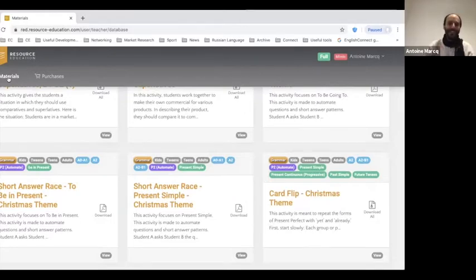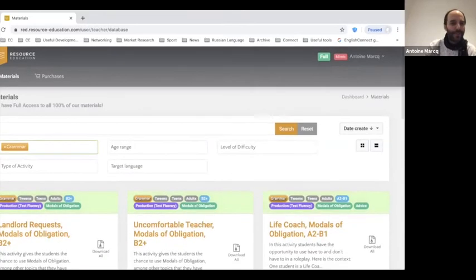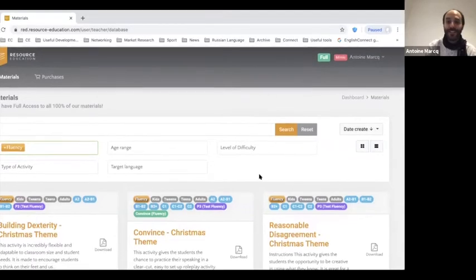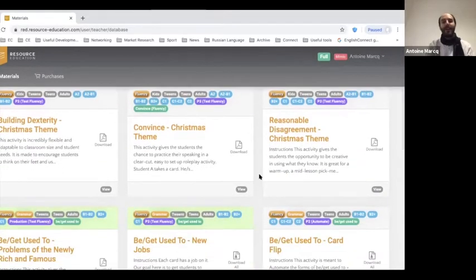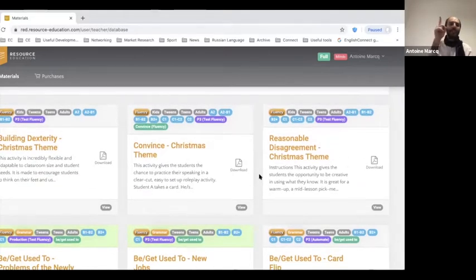You thought that would be it, right? Absolutely not. We've added a few fluency activities as well, Christmas themed, to have a fun week. So we have three things: building dexterity, convince, and reasonable disagreement.